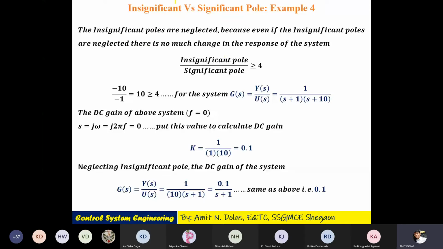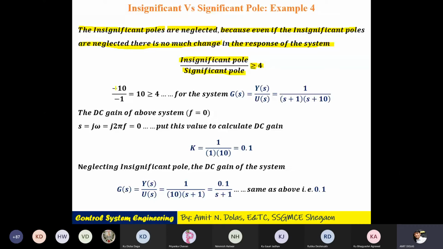Now, again, we say that this is good and that is bad, but there is some analysis. So here the insignificant poles are neglected. Neglect करके कुछ effect नहीं होता, that we'll see in the example. Because even if the insignificant poles are neglected, there is not much change in the response of the given system. What is the ratio that we need for any system? Insignificant pole divided by significant pole. I am talking about the real part. It should be greater than or equal to 4.